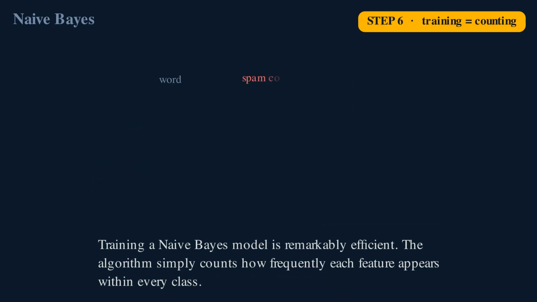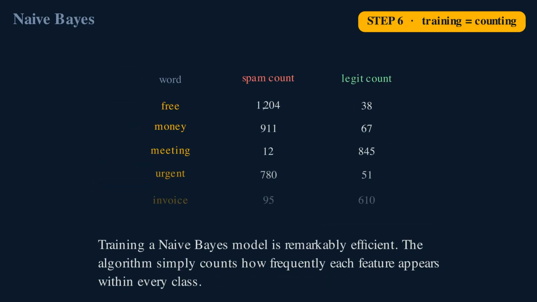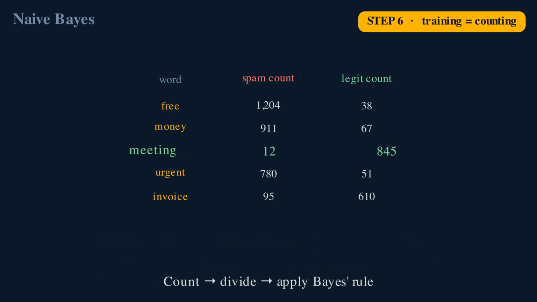Training a naive Bayes model is remarkably efficient. The algorithm simply counts how frequently each feature appears within every class. That's the whole model. Count, divide, and apply Bayes' rule. It trains in seconds even on millions of documents.